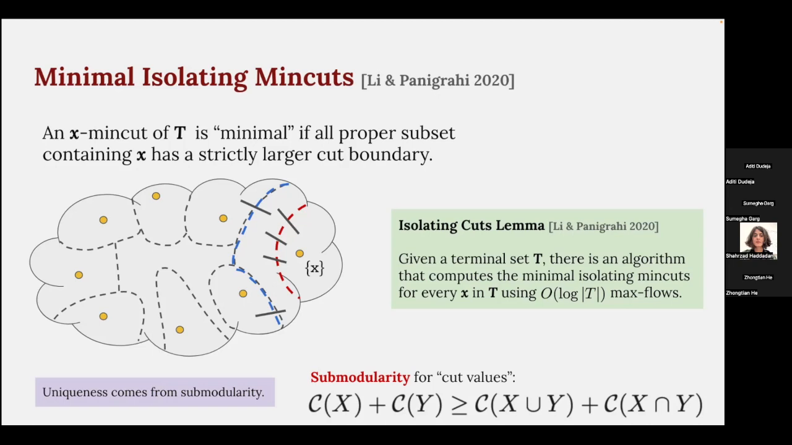The larger here is just in terms of the size. There are no weights. Sorry, I mean a larger cut boundary, which is the summation of the weights of the edges on the cut. So this is the definition.